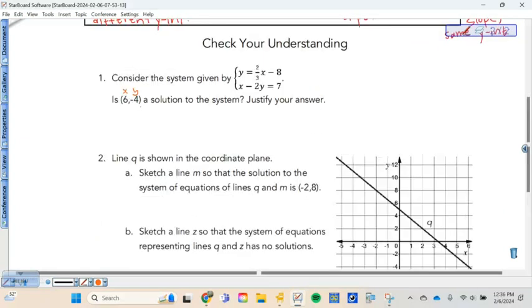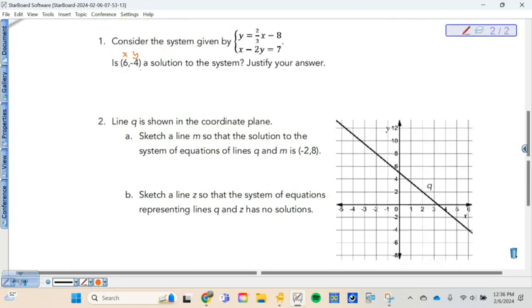But what if x doesn't have a number next to it? What do we do? You just plug in the 6 for the x, the -4 for the y. Oh, I see. And would it be negative?